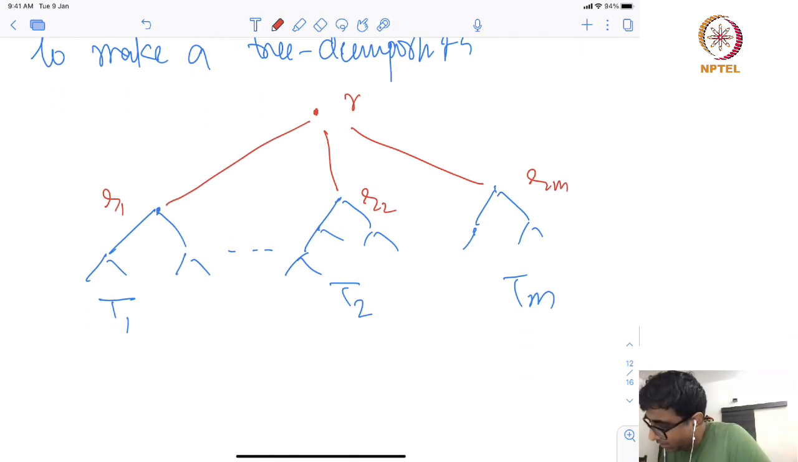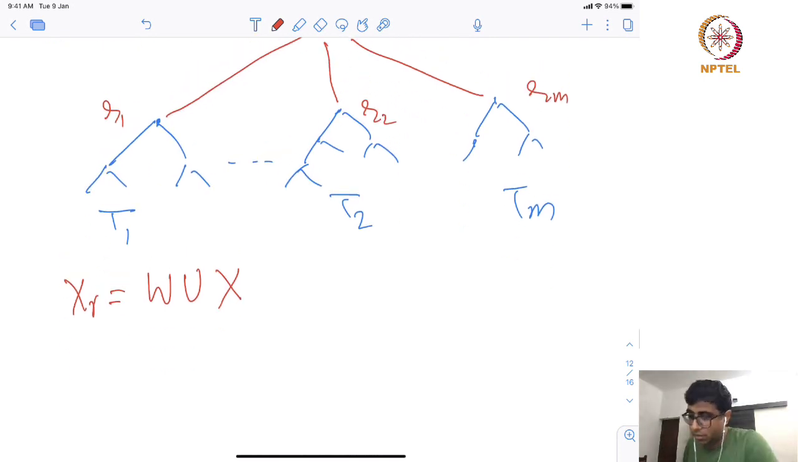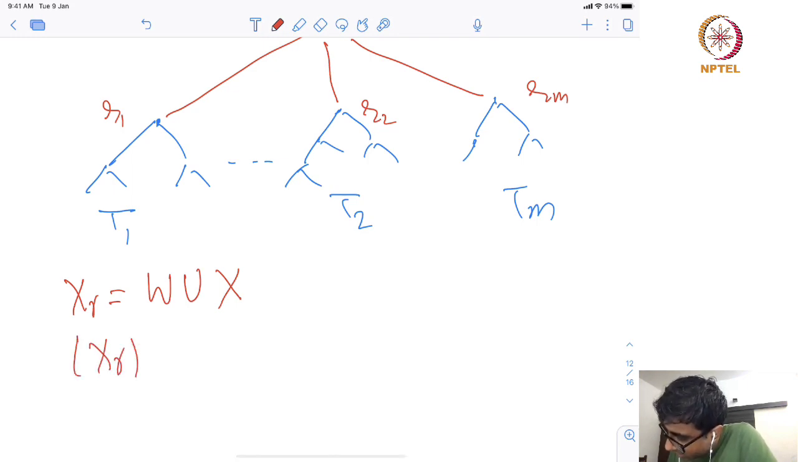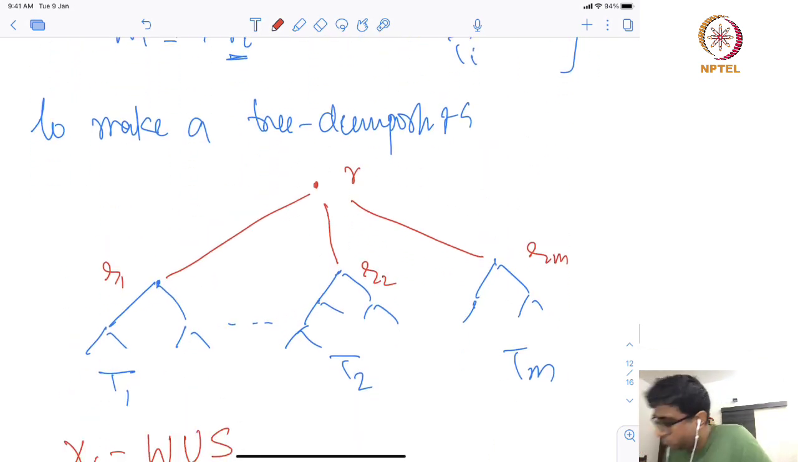And I'm going to assign the bag X_R to be equal to W union S. That's it. Now X_R is equal to W union S, which implies that the size of the bag X_R is, what is W? W was 2k+3. Sorry, W union S, with S of size k+1, which is 3k+4. Now, why is this a valid tree decomposition?